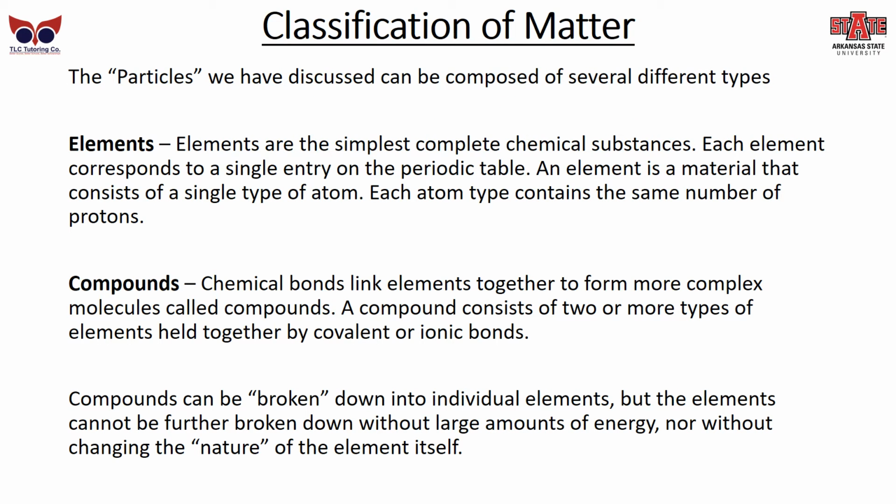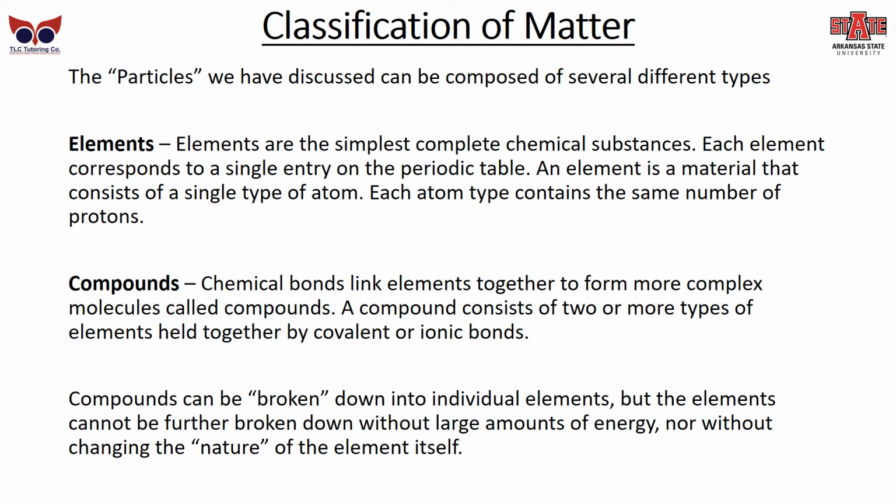Now, we've talked a little bit about the particles that are composing our matter. Now we want to classify those different types of particles. So in broad terms, we have elements and compounds. Elements, and this is the term like elemental, are the simplest complete chemical substances. So think oxygen, nitrogen, lithium.